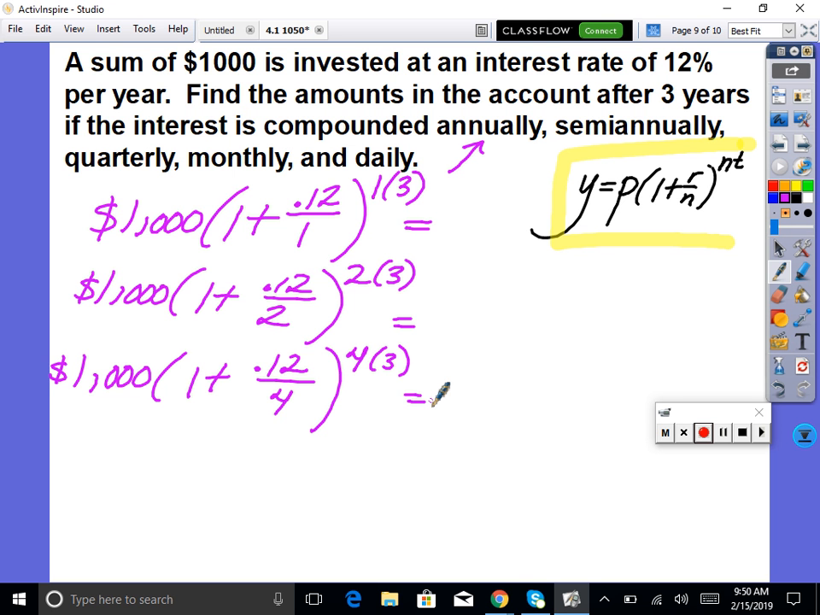And do you guys get the picture here? Okay, awesome. So then monthly right here would be a 12 and a 12. If I said daily, you'd put right here 365, 365. And then you'll just type it into your calculator.